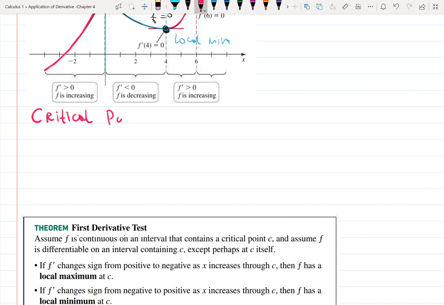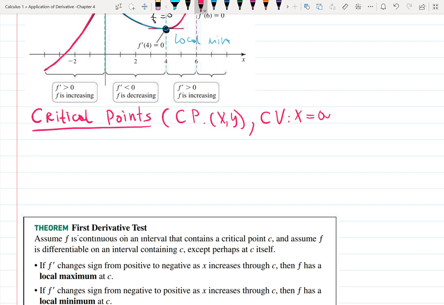What are those critical points? You will see in the literature them called critical points. That's x, y, so a couple. Critical values, that's just x equals a. Critical numbers, that's the same thing. So you will see different kinds of ways, values and numbers. Different books name it differently. So let's call it critical points in our case.